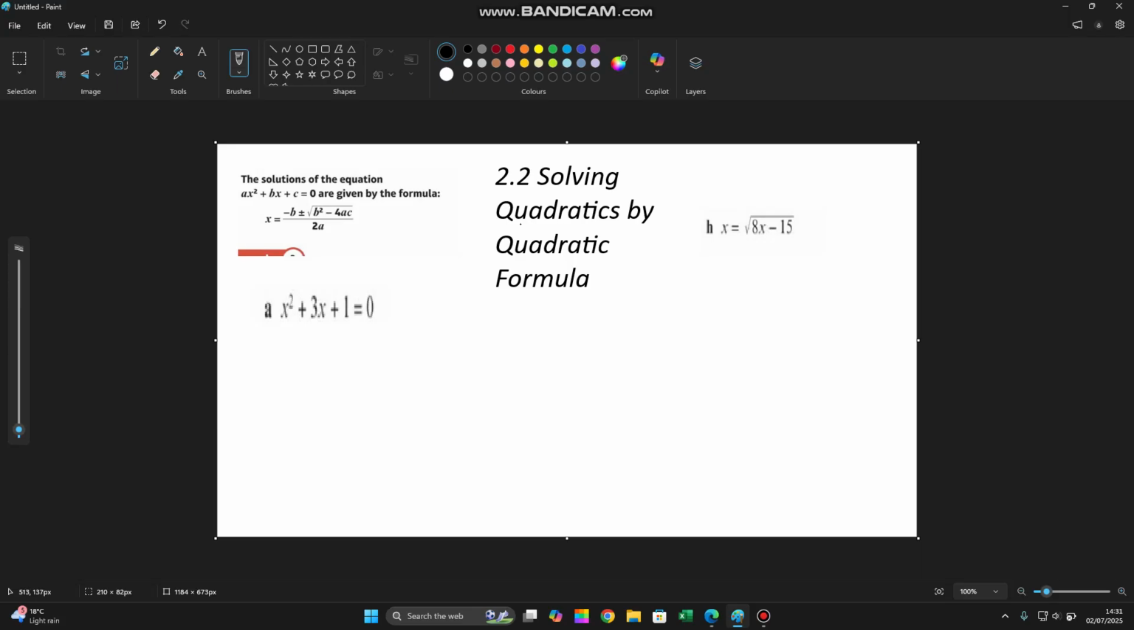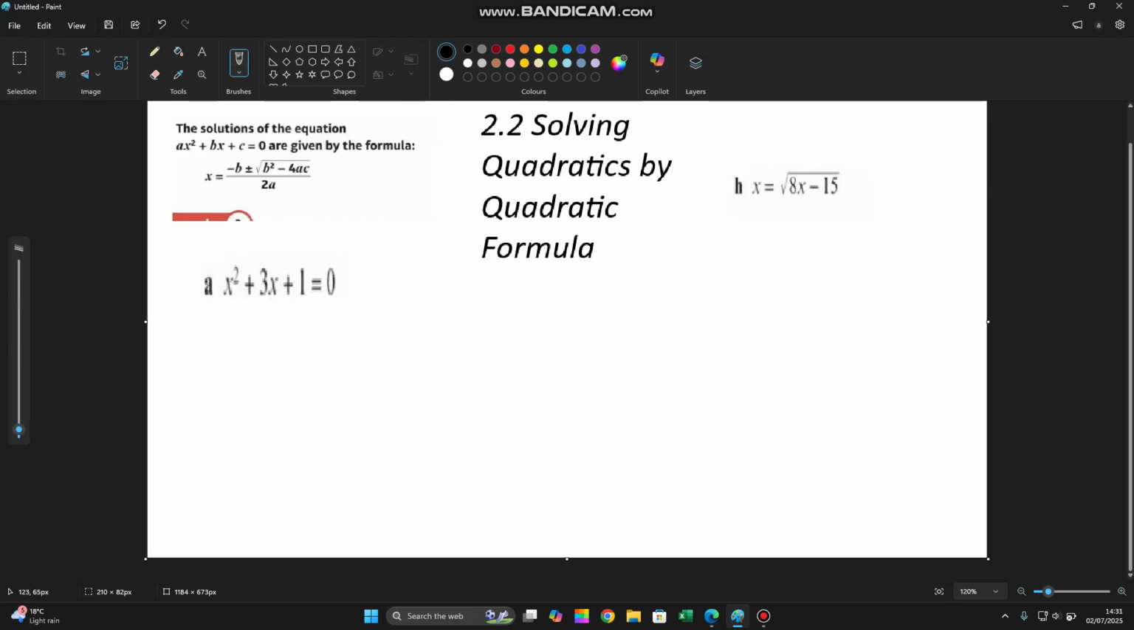If we cannot factorize, we cannot complete the square, we can use the quadratic formula, and you would have seen it from GCSE. The quadratic formula is x equals minus b plus or minus the square root of b squared minus 4ac, over 2a. So we can put any quadratic into here, and it will give us the solutions.